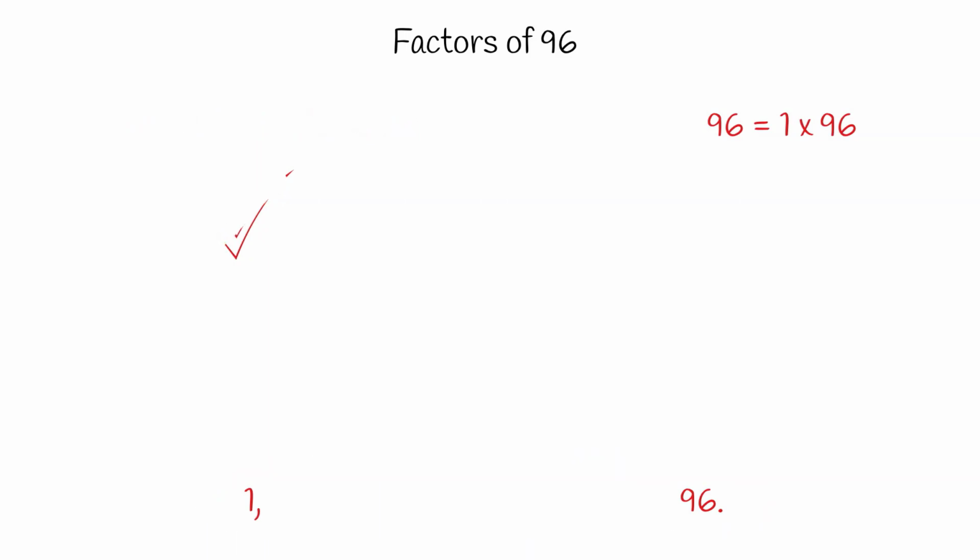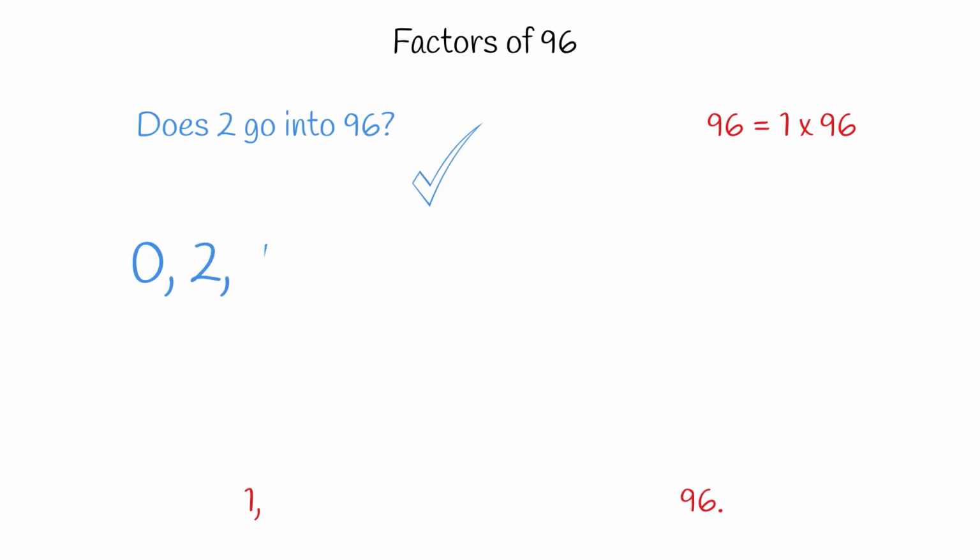Next, we need to see if 96 is divisible by 2. Does 2 go into 96 without leaving a remainder? You might already know the answer to this is yes, without having to do any working out. This is because if a number is even, that is, if it ends in 0, 2, 4, 6, or 8, then it's always divisible by 2.